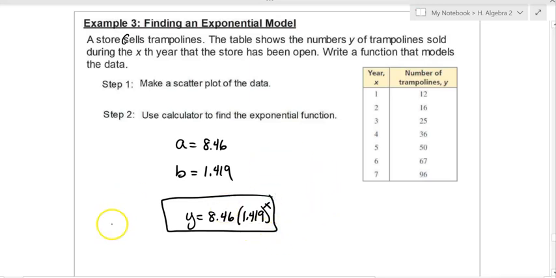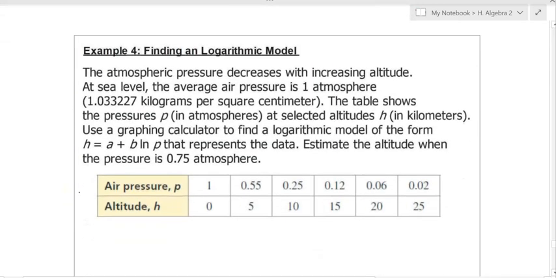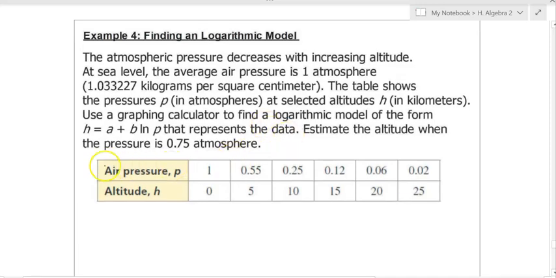Okay, so then the second equation we have here says finding a logarithmic model. Notice right here, it tells you in this problem specifically that we're using natural log. So I'm going to pause this while I go and clear out my list. I'm going to type in the air pressure into list 1 and the altitude into list 2. Go ahead and do the same.